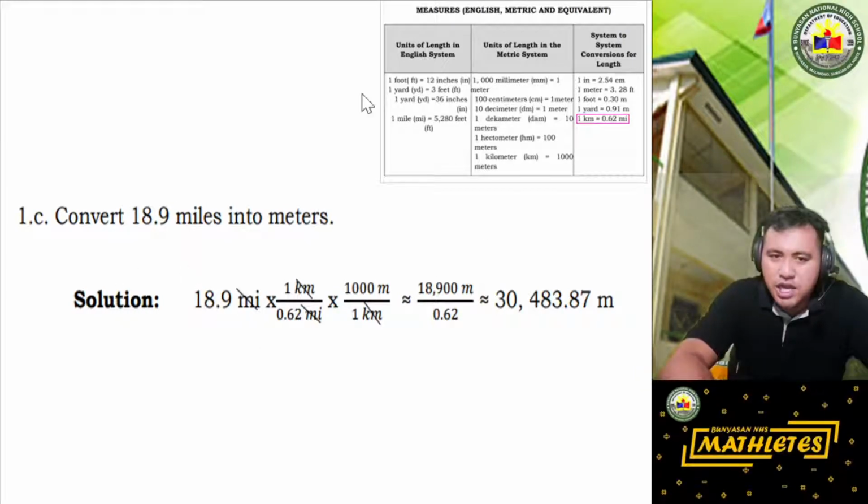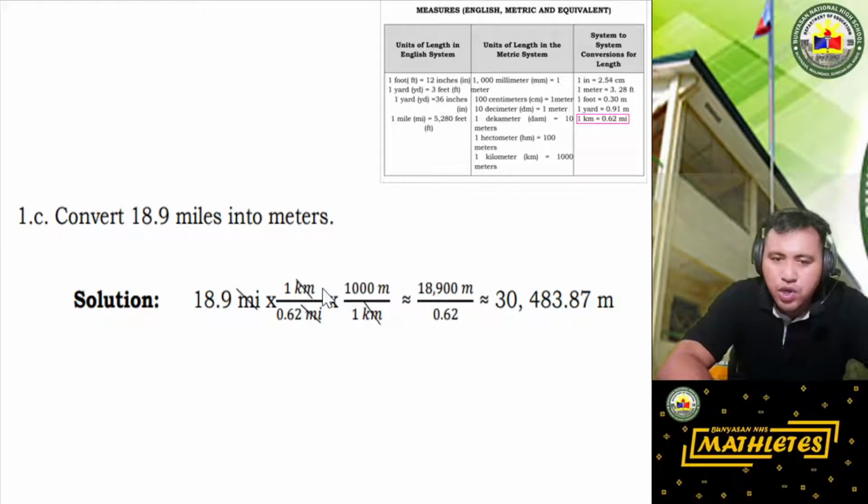So, kung nakikita natin, as we observe in the table of conversion, walang miles to meter diretso. So, pero merong miles to kilometer, tsaka merong kilometer to meter. Okay? Kuha? Okay. So, we'll use the conversion factor.